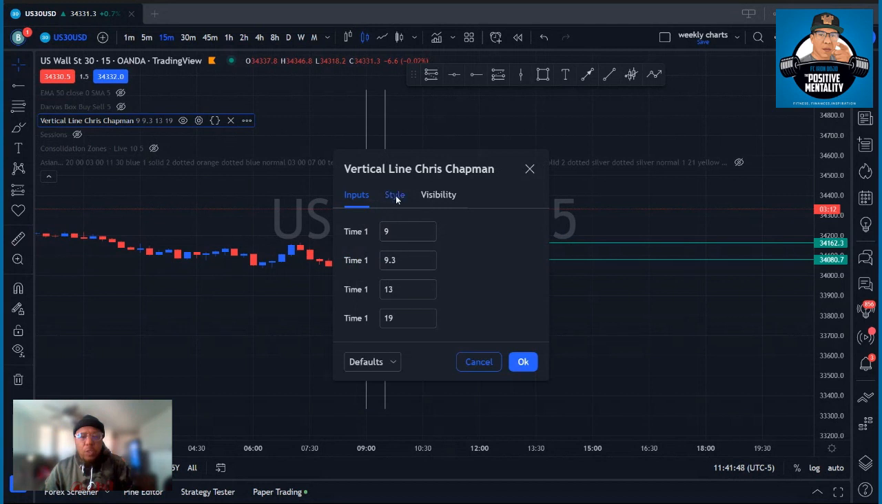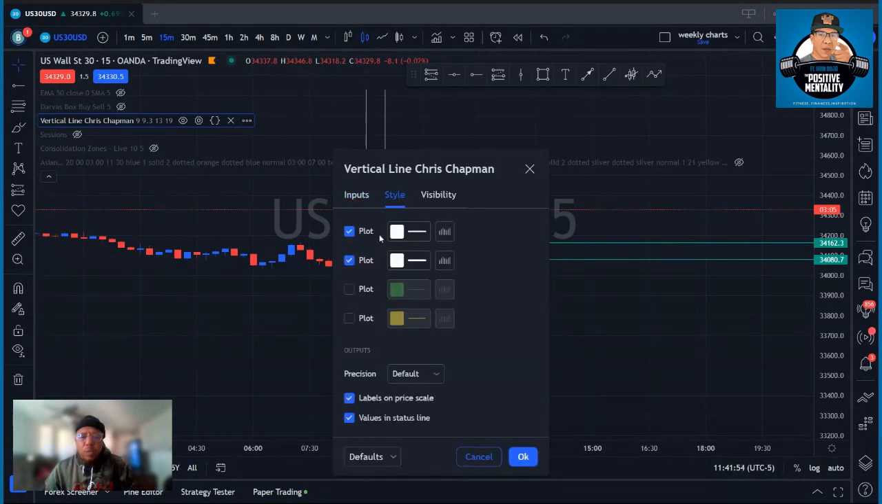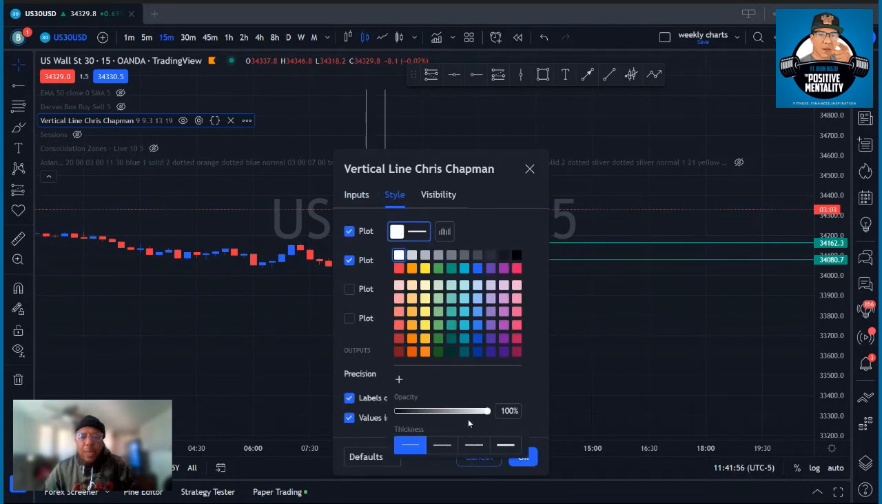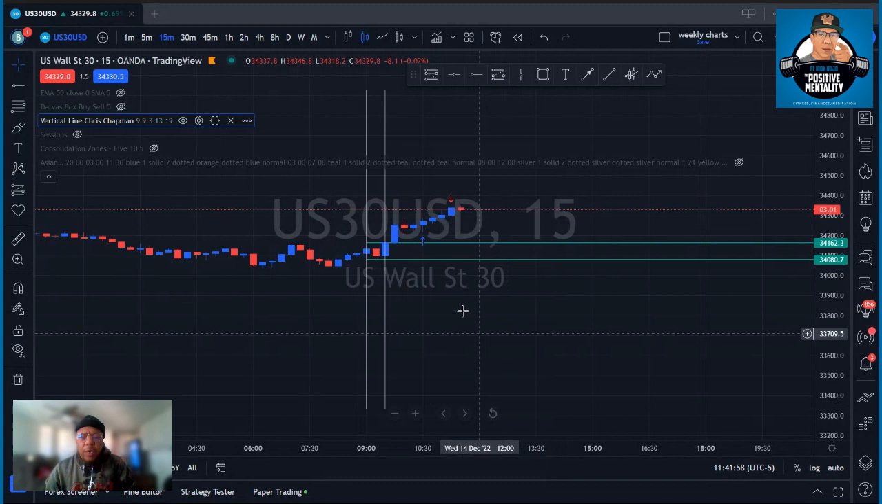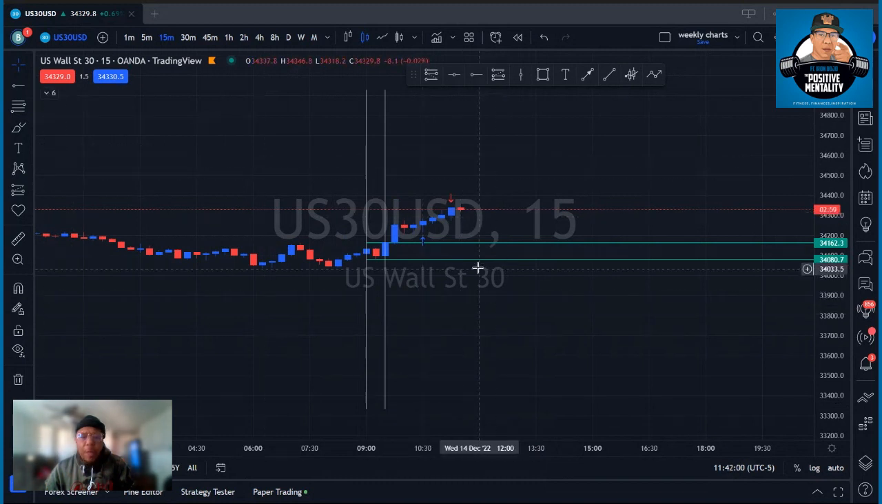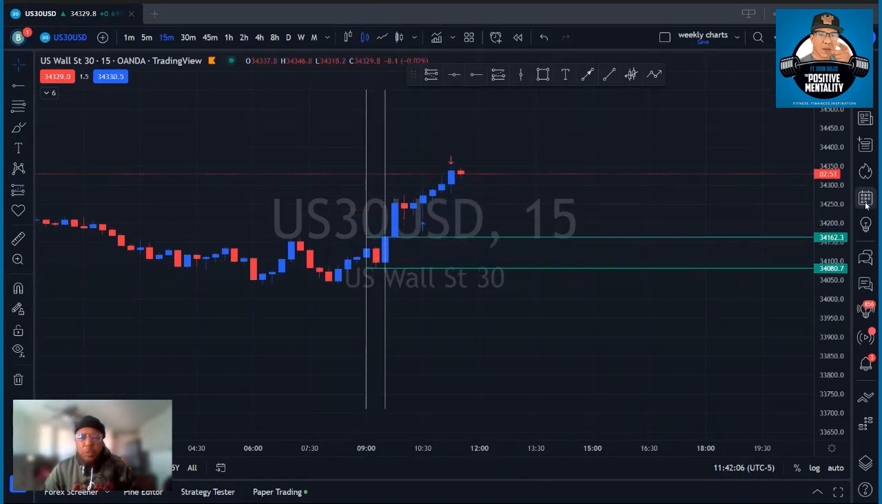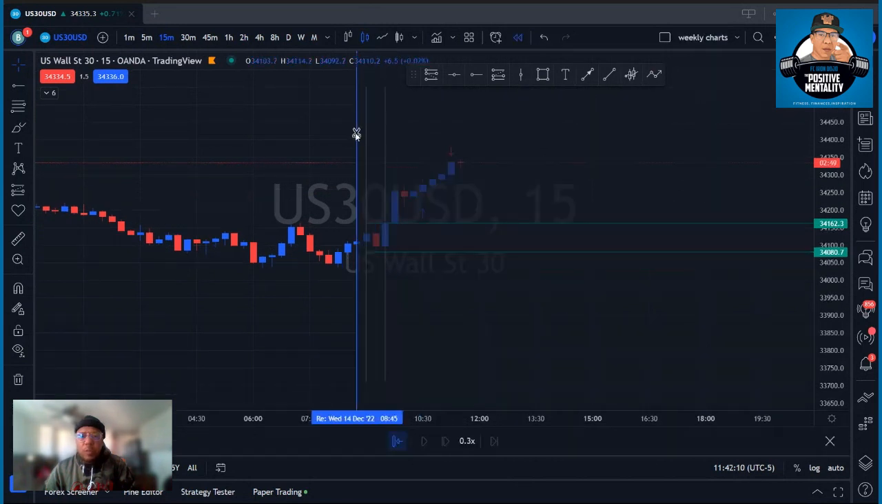But from right here, you don't need these two. You basically mark off the 9 and the 9:30, and you make them whatever color you want. Make the line thickness down here. So basically, it marks off the opening. If you look at 9 and 9:30, I then look at the highs and lows between there, and then what I do. So let's replay it.